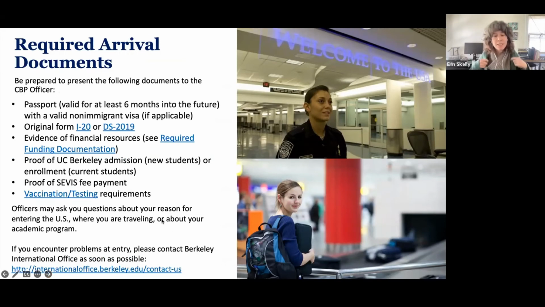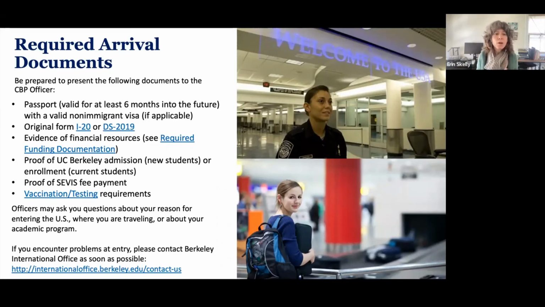Required arrival documentation. It's not common for devices to get inspected, but it might happen. But what you always need is your passport. It should be valid for at least 6 months into the future. And you should have a valid non-immigrant visa, F1 or J1, unless you're Canadian. If you're Canadian, there's no visa stamp in your passport. That's the only thing that's different for you as a Canadian.